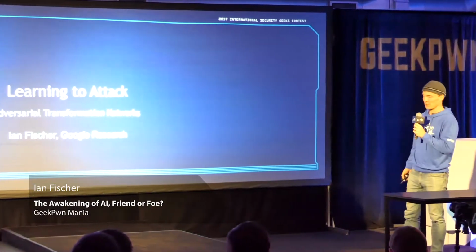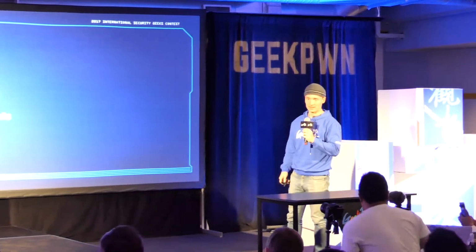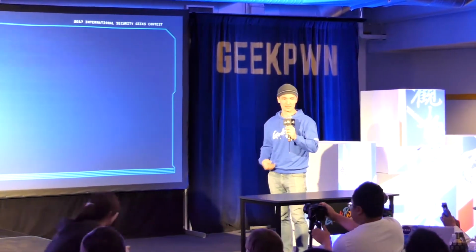I'm going to talk to you about some recent research that we did at Google. This paper is going to be published at the AAAI conference in February. It's called Learning to Attack, where we learn to generate adversarial examples. I'll start with an overview of the field of adversarial examples.